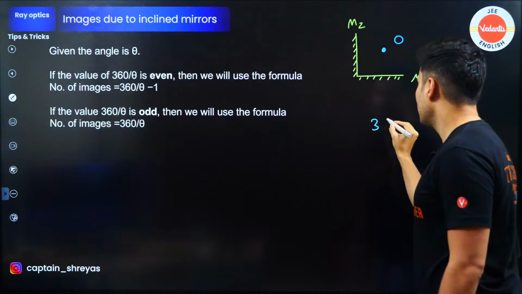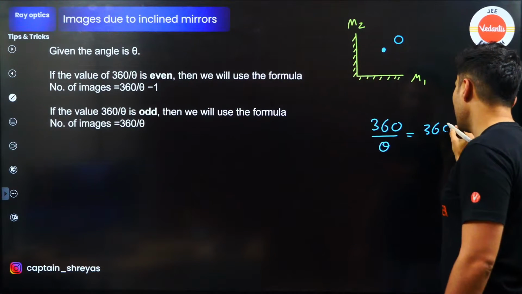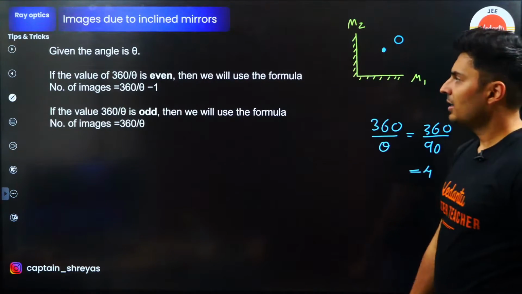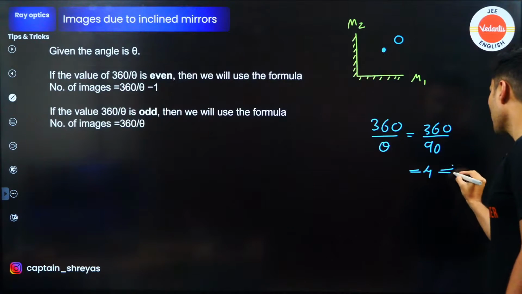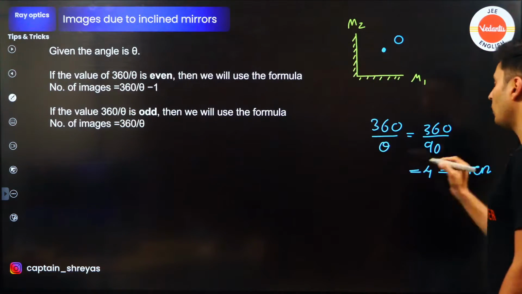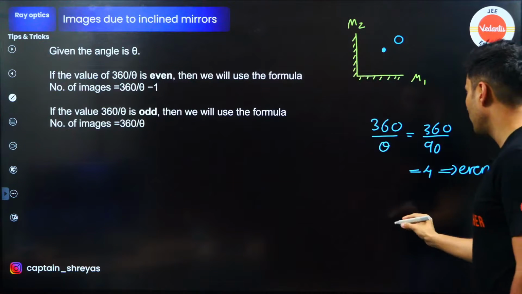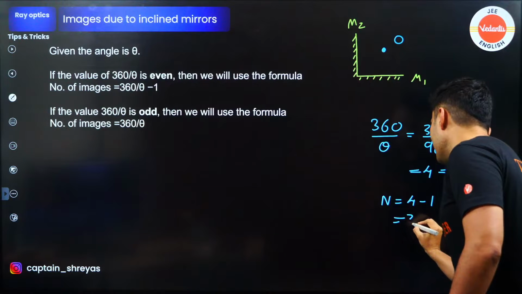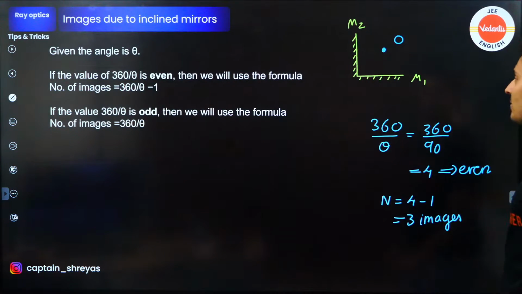First things first, 360 by theta. That means 360 divided by 90. How much is it going to be? 4, right? Now 4 is an even number, guys. So if it is an even number, what are you going to do? Then subtract 1 from it. So the number of images will be 4 minus 1, that means 3 images will be formed.